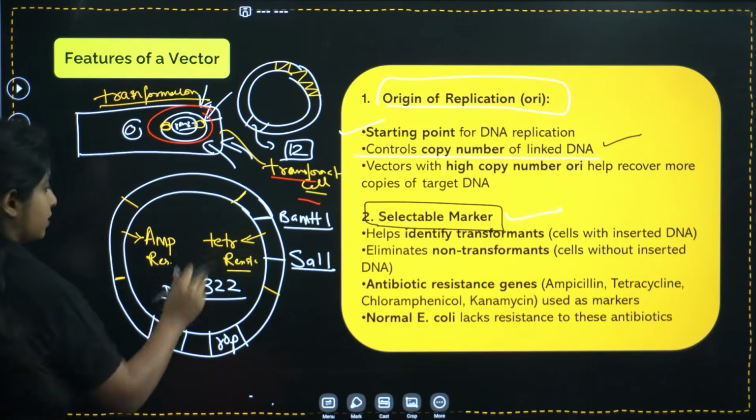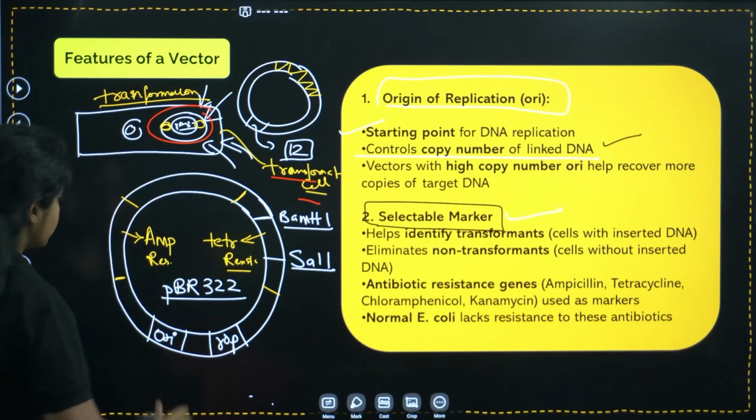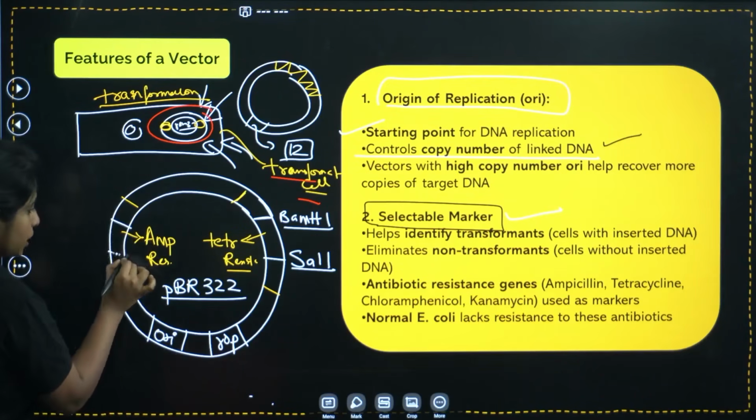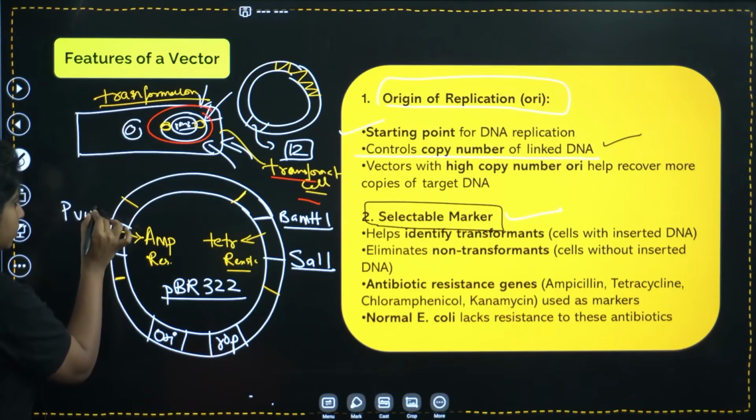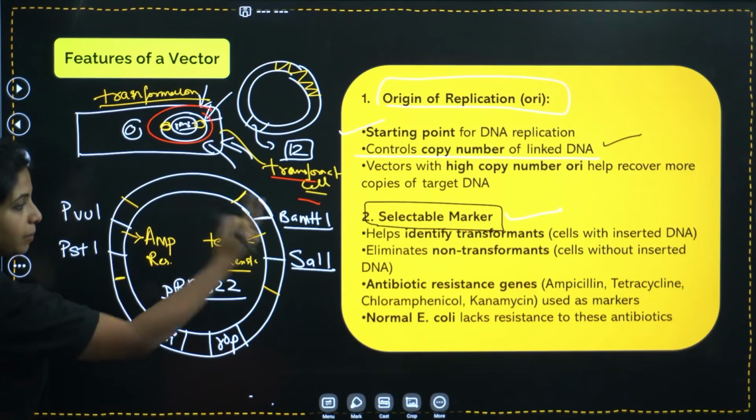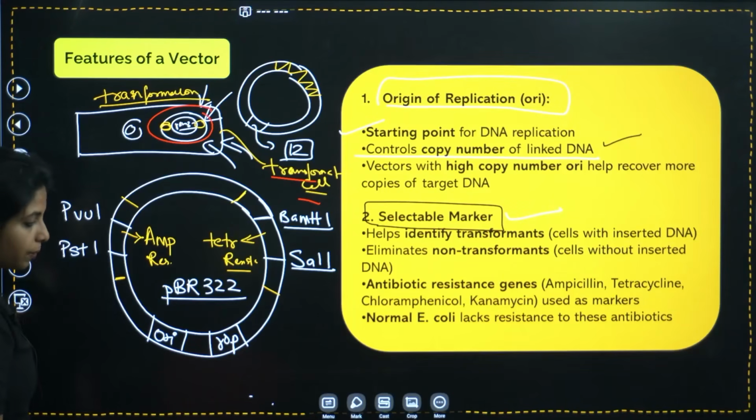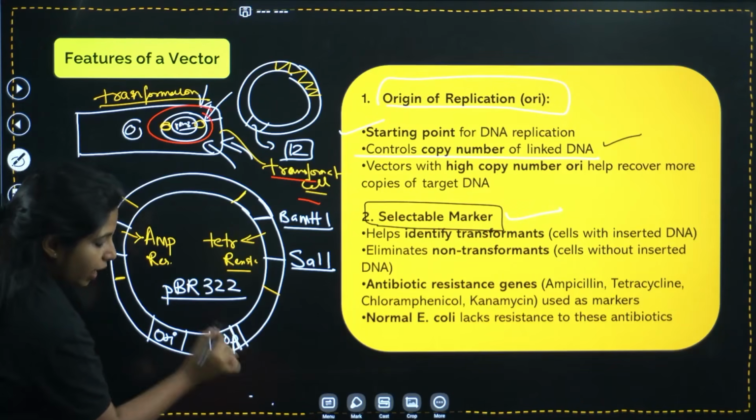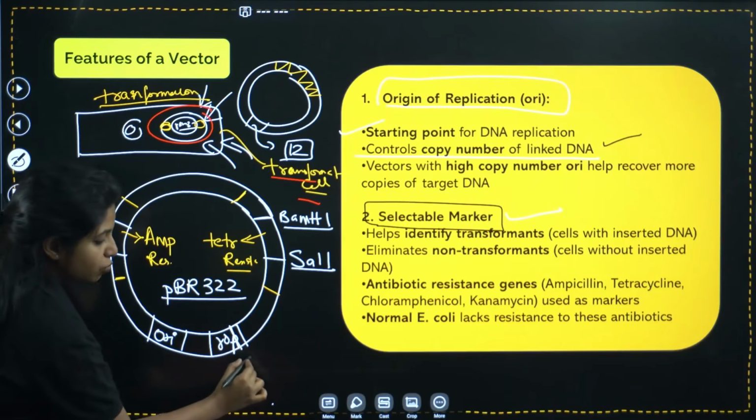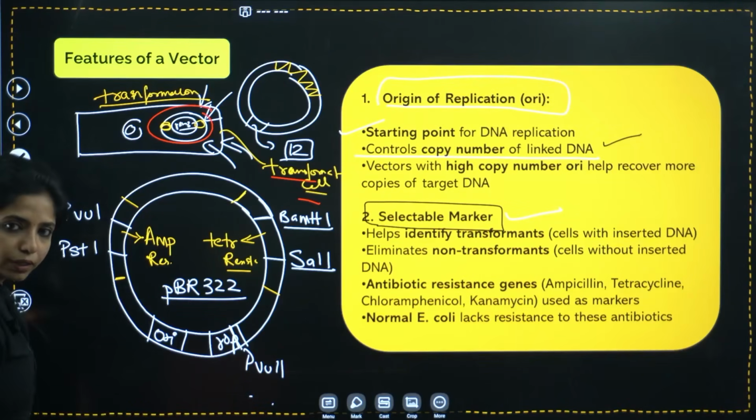This is a gene that you have for tetracycline. In that only you have the sites for these two enzymes. Similarly, over here you have PVU1 and you have PST1. BamH1, SAL1, PVU1, PST1. These two enzyme sites are right over here. In the ROP site, again you have one enzyme site, and that is known as PVU2. So PVU1 is here, PVU2 is right over here.